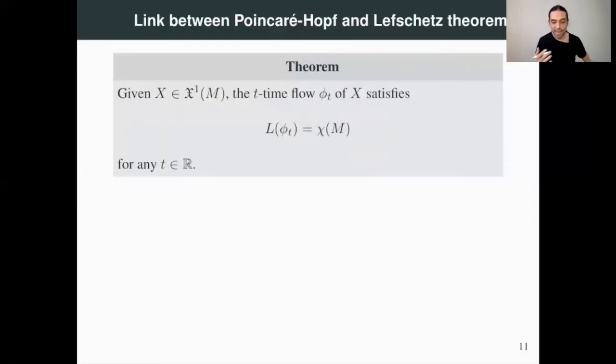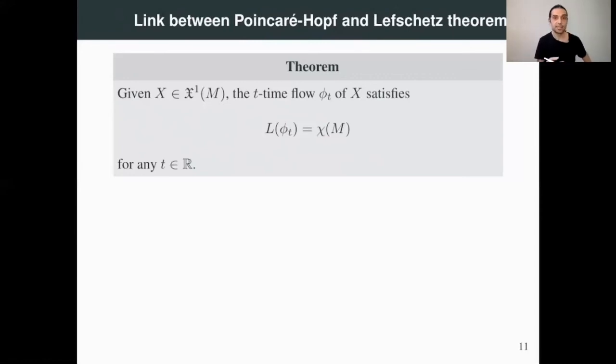Okay, now we are going to study the link between the Poincaré-Hopf theorem and the Lefschetz theorem. So consider X a C1 vector field and let phi t be the t-time flow of X. And what we have is that the Lefschetz number of phi t is equal to the Euler characteristic of M for any t.